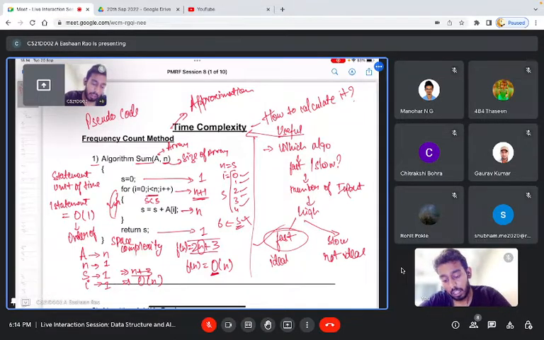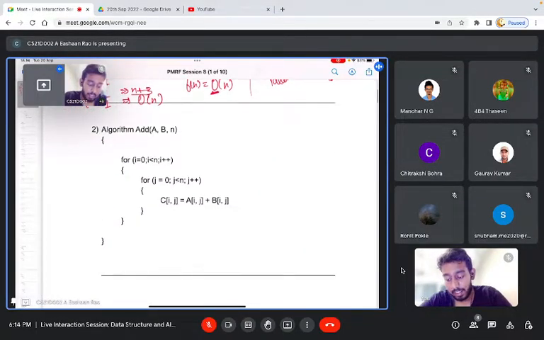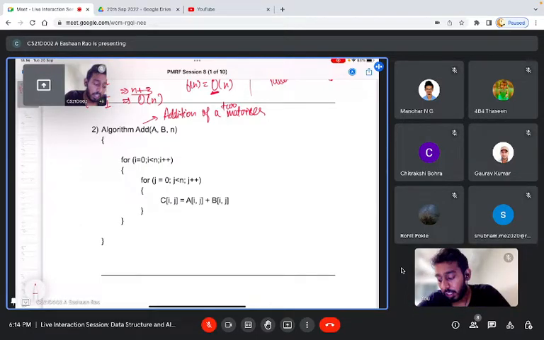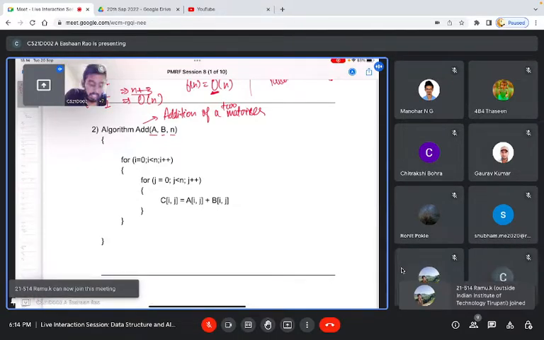Okay, so let's take another algorithm here. This algorithm is basically addition of two matrices. In this we are getting one array B as a second array, and the size. We are assuming both have the same size.